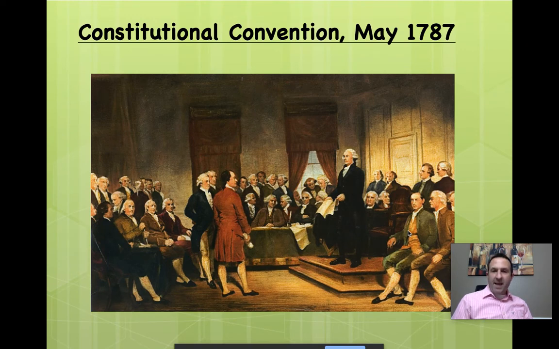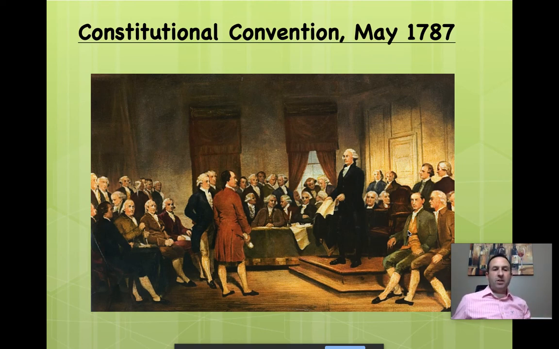It was May, it was hot, but they wanted to get together and discuss how to either reform or replace the Articles of Government. And this becomes, of course, known as the Constitutional Convention held in Philadelphia in May of 1787.